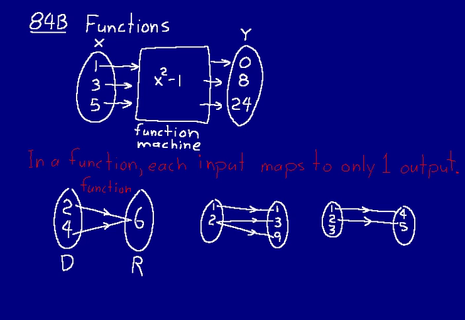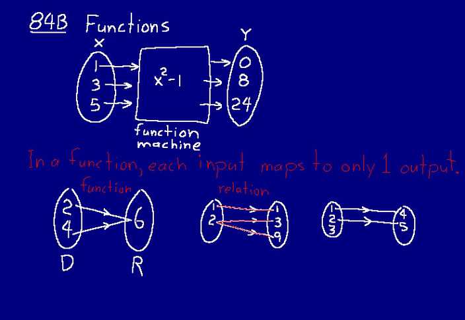Now, look at the next one. That 1 maps to the 1 on the right. The 2, though, maps to a 3 and a 9. So that's not a function. That's something called a relation, but it's not a function. So try not to get those confused.